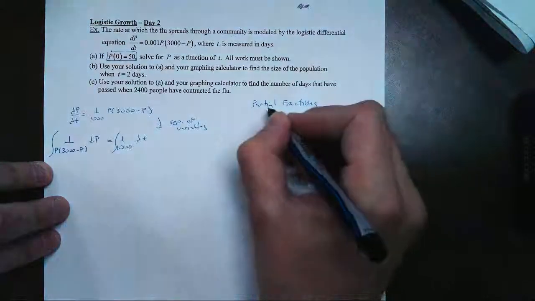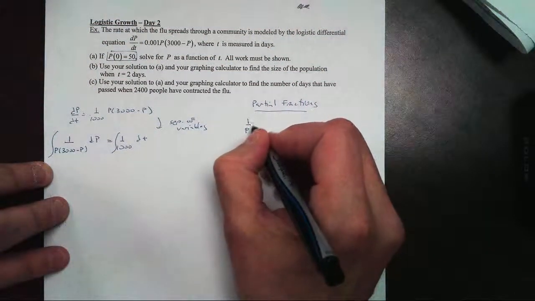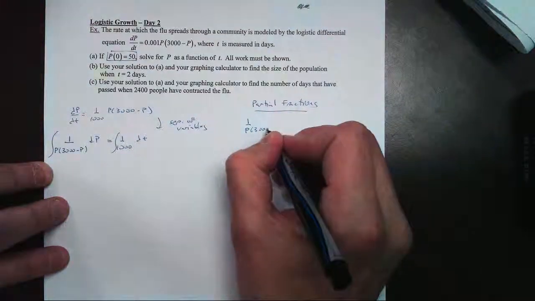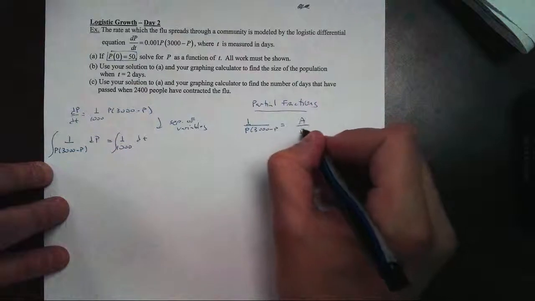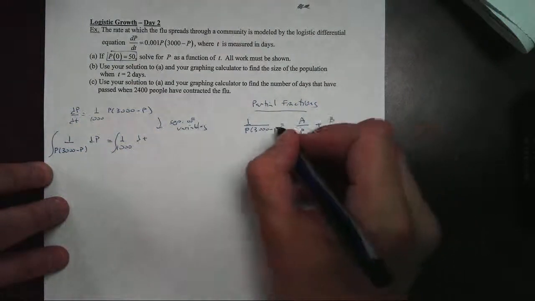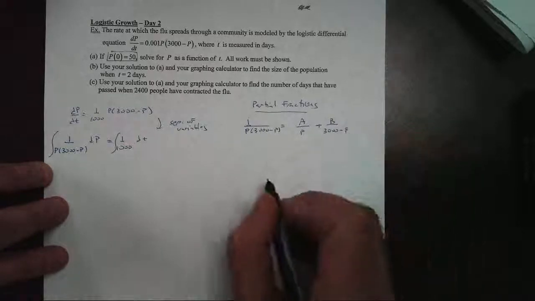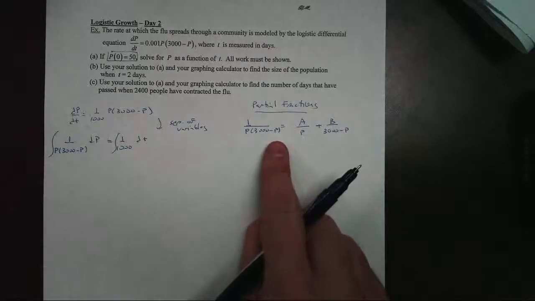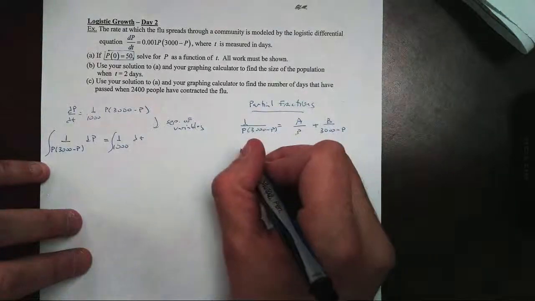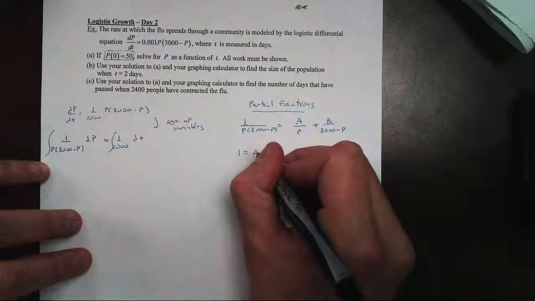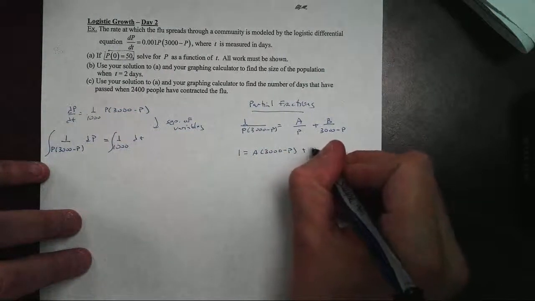So we're going to integrate this very simply. I'm going to get 1 over P times 3,000 minus P equal to, remember this, A over P plus B, sorry I forgot my parentheses, over 3,000 minus P. And I'm going to solve this problem right here. Multiply through by the LCD, and we get 1 equals A times 3,000 minus P plus B P.